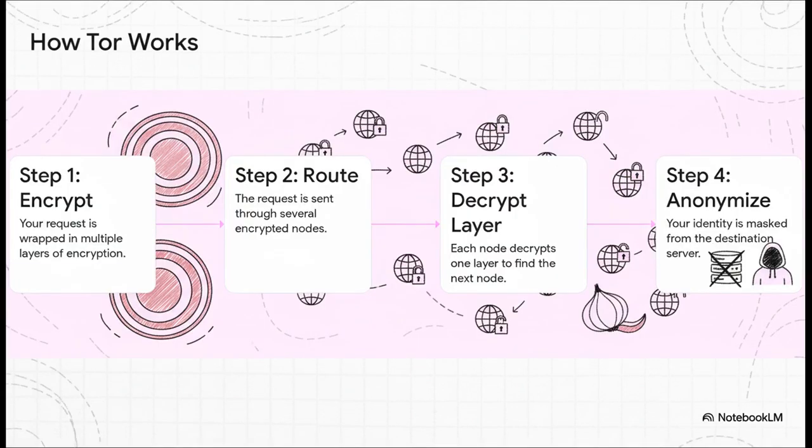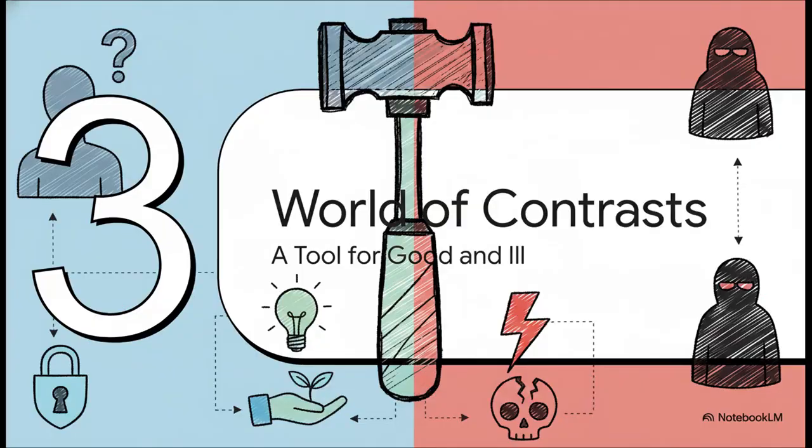And the onion part makes perfect sense when you see how it works. Imagine your internet request gets wrapped up in multiple layers of encryption, just like an onion. Then it's bounced through this network of random computers all over the world run by volunteers. Each computer or node peels back just one single layer of that encryption to see where to send it next. So by the time your request gets to where it's going, it's virtually impossible to trace it back to you. So what you have is this incredibly powerful tool for anonymity. And like any tool, it can be used for very, very different things.